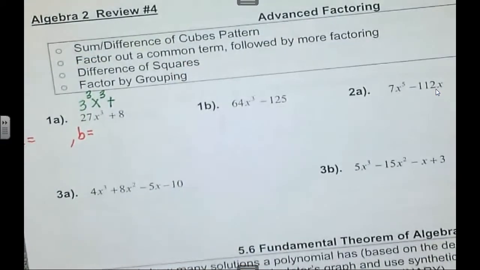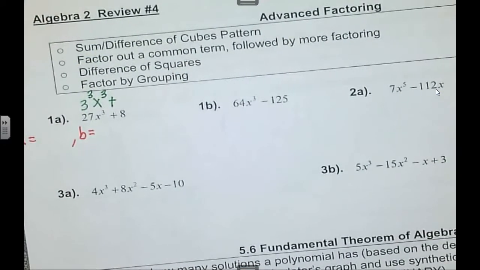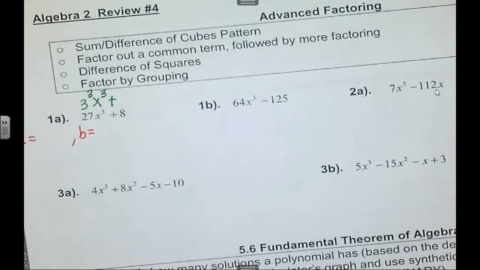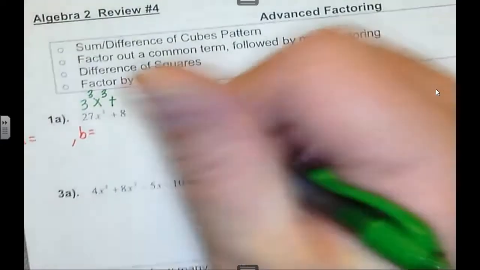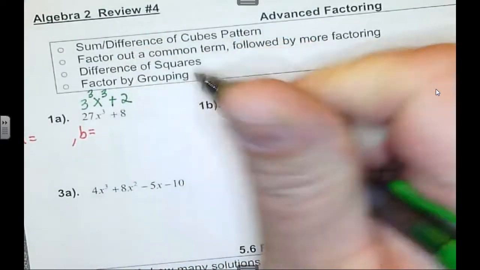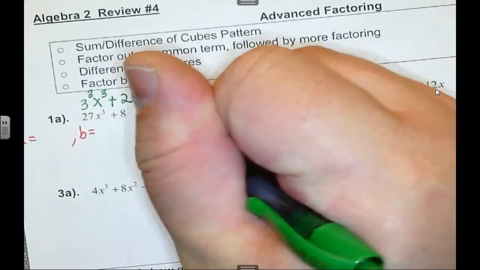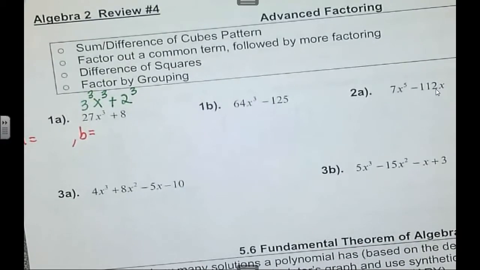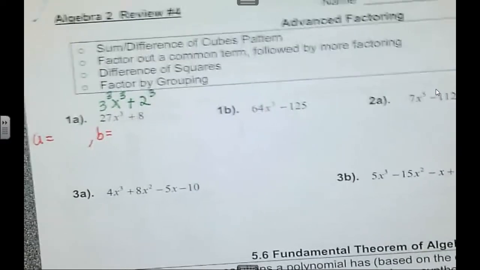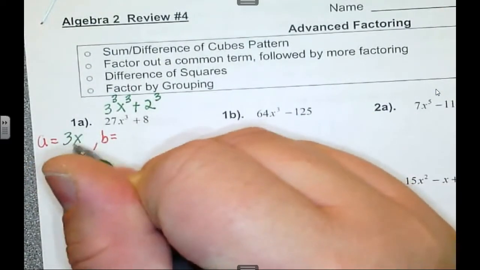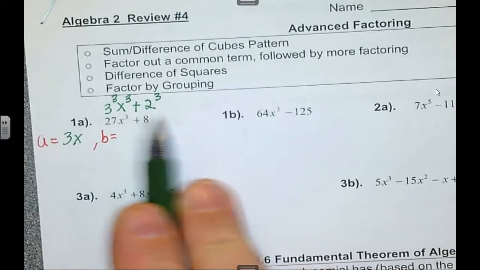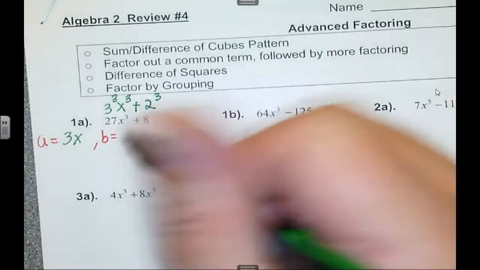And what's 8? What do I cube to get 8? 2. 2 times 2 times 2. So 2 cubed. So what's my a? The base is being cubed. What's my a? 3x, right? 3x is being cubed. My base for b?